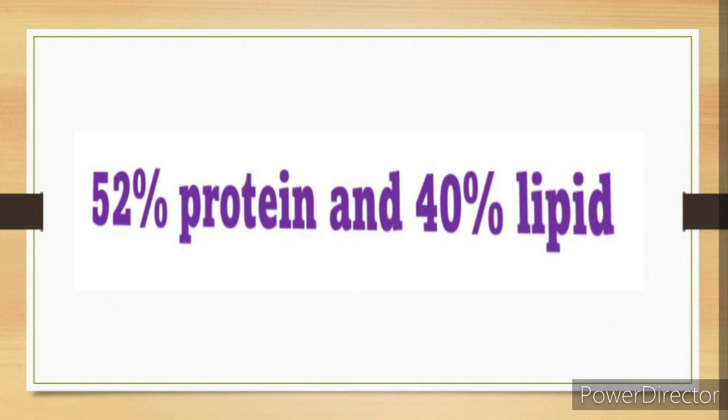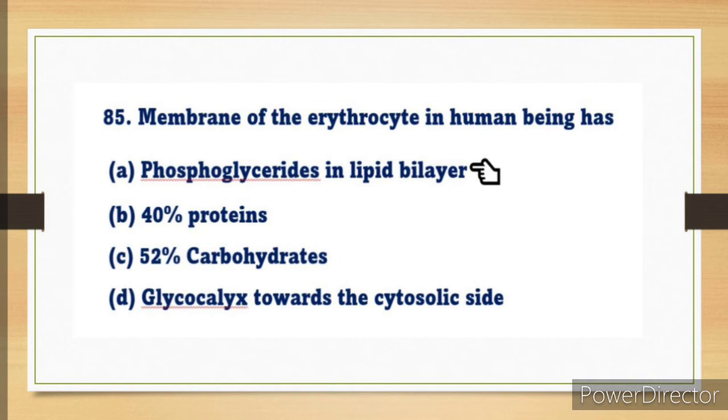Okay, the two parallel dark lines were found to be layers of protein molecules, whereas the central clear area is a bi-phospholipid layer. So here the right answer is option A, phosphoglycerides in lipid bilayer. A membrane of the erythrocyte in human beings has 52% protein and 40% lipid. So the central clear area is a bi-phospholipid layer. Here the right answer is phosphoglycerides in lipid bilayer.